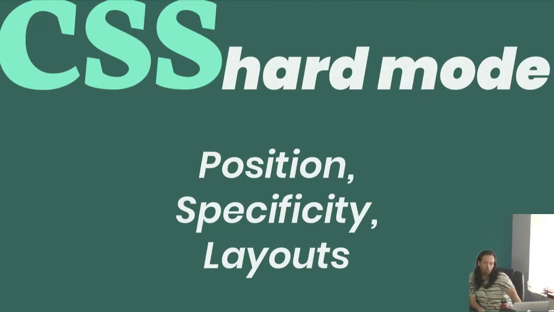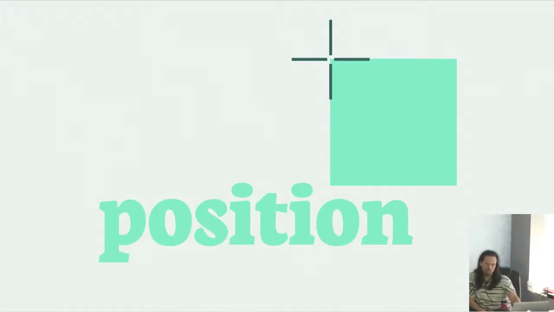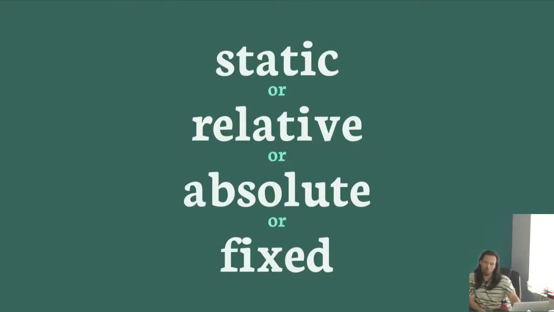So we'll talk about position, specificity, and more specific layouts and how to do grid layouts. We'll actually use float to build a grid layout system. We'll talk about position, which is how things, this is where all this stuff comes in: static, relative, absolute, and fixed. Kind of a pain in the ass.